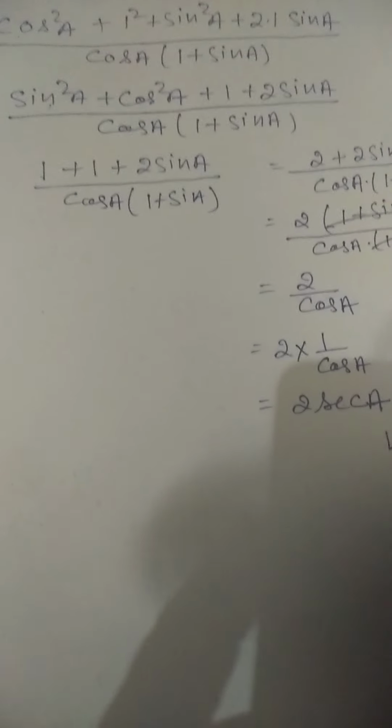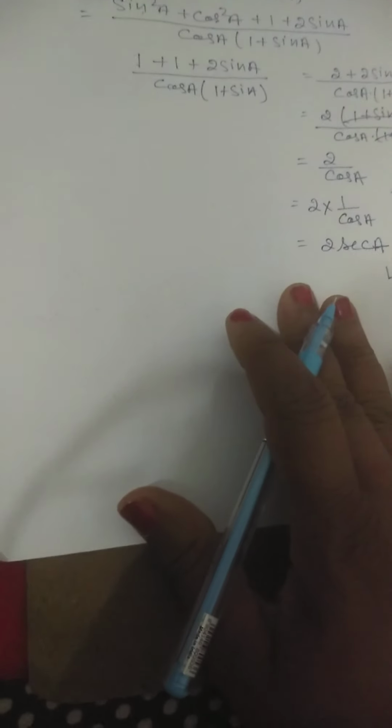1 plus sin A cancels. 2 upon cos A, and 1 upon cos A is equal to sec A, so 2 into 1 upon cos A is equal to 2 sec A. LHS is equal to RHS. This is your second question from question number 5.